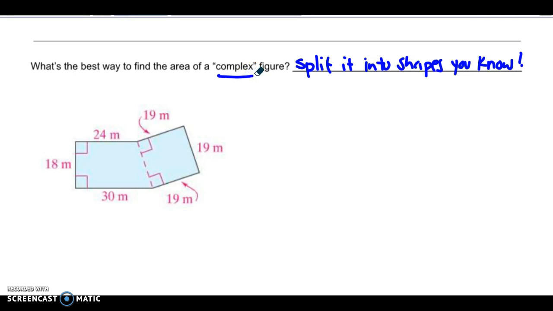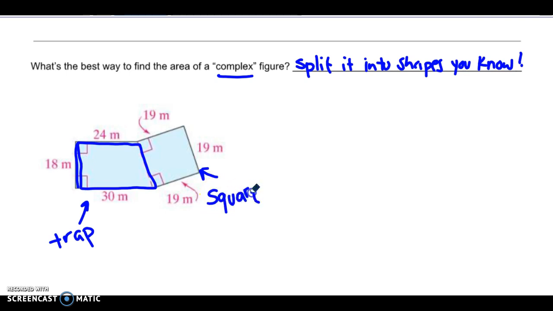So this example, you can see that they already did that for you. They gave you this shape right here. They put this little dotted line. Hopefully that's starting to stick out to you as a trapezoid. And then they split this shape over here. Hopefully you are using those context clues, seeing all those 19s to see that that's a square. So really we have two different shapes. If we find the area of each of those individually, you can add them together and get your total area.